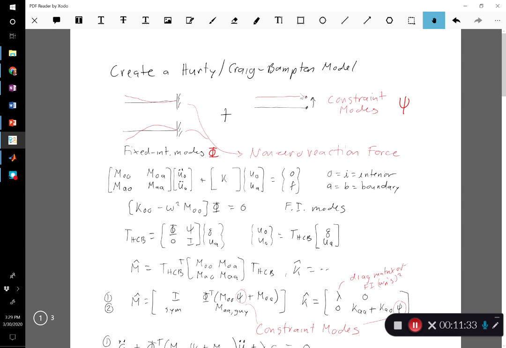And this is a case where we have one boundary degree of freedom, so the constraint mode is actually similar to a rigid body mode. We're going to exploit that later.